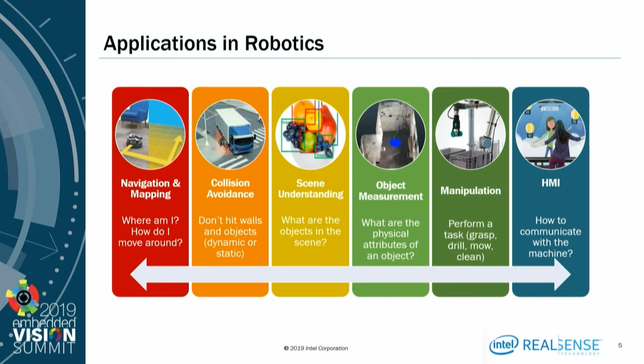Measurement and manipulation are also applications that are related to mapping. And finally, you can use depth and gesture recognition to communicate with your robot.